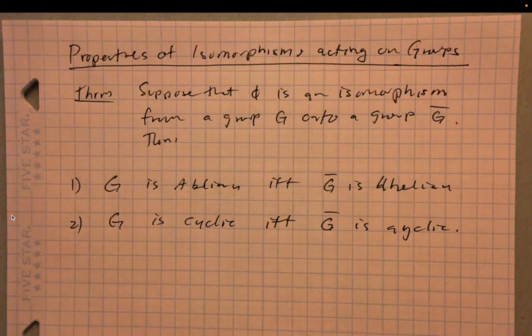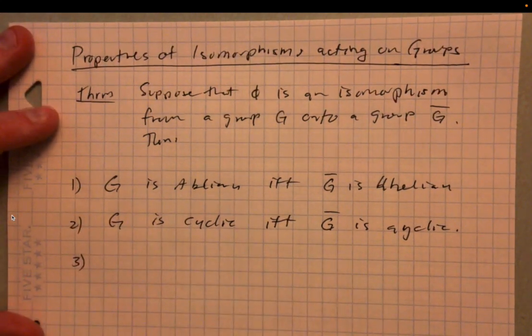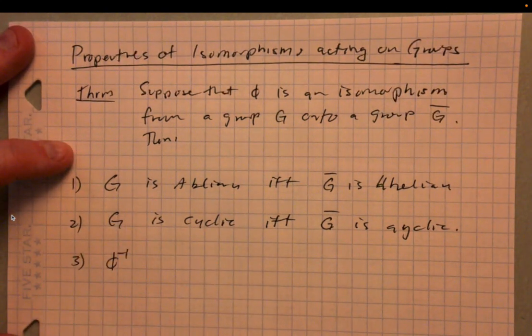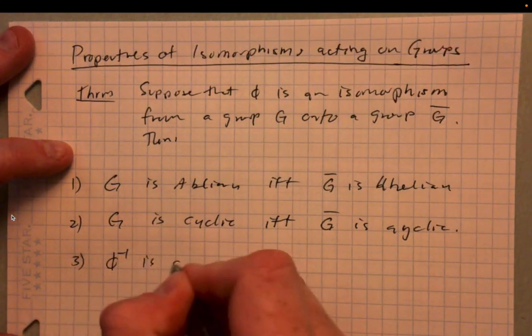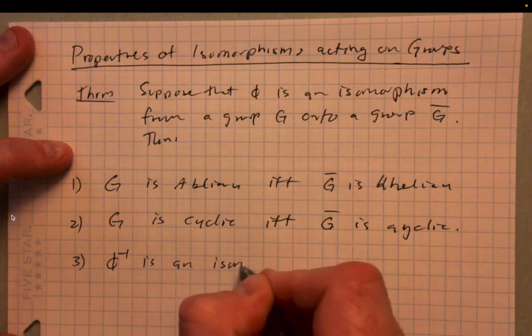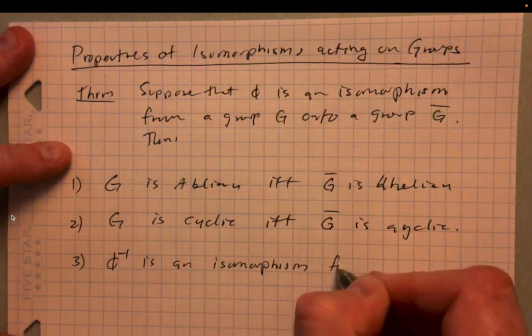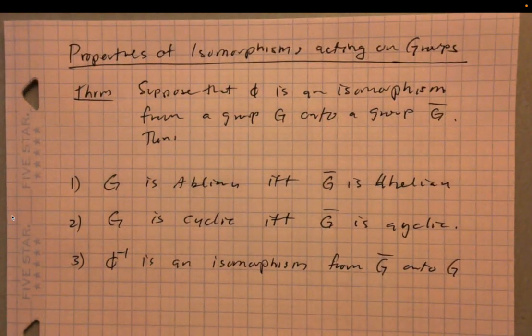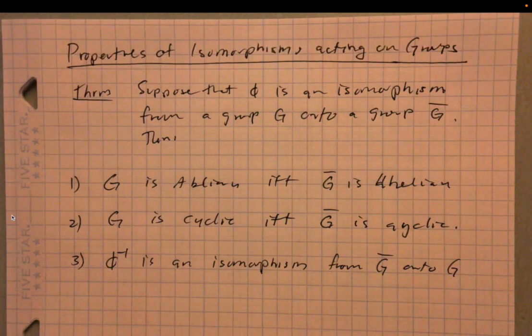Hopefully if you think about phi as a mapping, then if phi is an isomorphism from G to G bar, then phi inverse is an isomorphism from G bar onto G. We know that functions that are one-to-one and onto have inverses, and so this is just saying that the isomorphism runs both directions. If you've got an isomorphism from G to G bar, then you also have an isomorphism from G bar onto G.